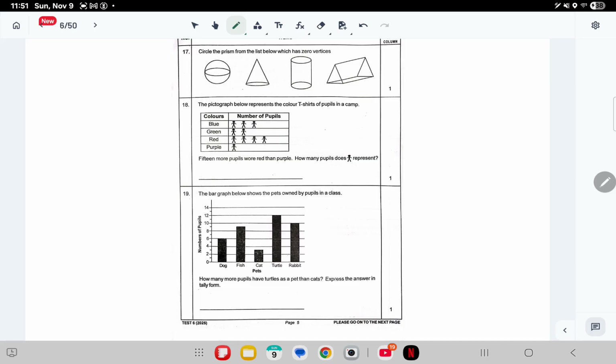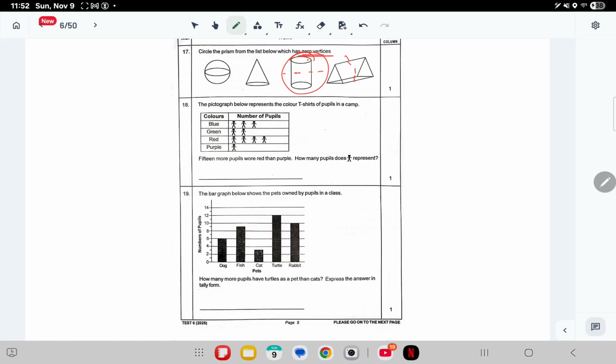Number 17. Circle the prism from the list below, which has 0 vertices. So we know what a prism is now. The cross section would be the same. Meaning basically when you cut the shape in half, you will still have the same shape, just a smaller version. So they said now it's 0 vertices. So we know now that it will have to be the cylinder, because when you dissect a cylinder or cut to get the cross section, they'll both have a cylinder, but there are 0 vertices in a cylinder.